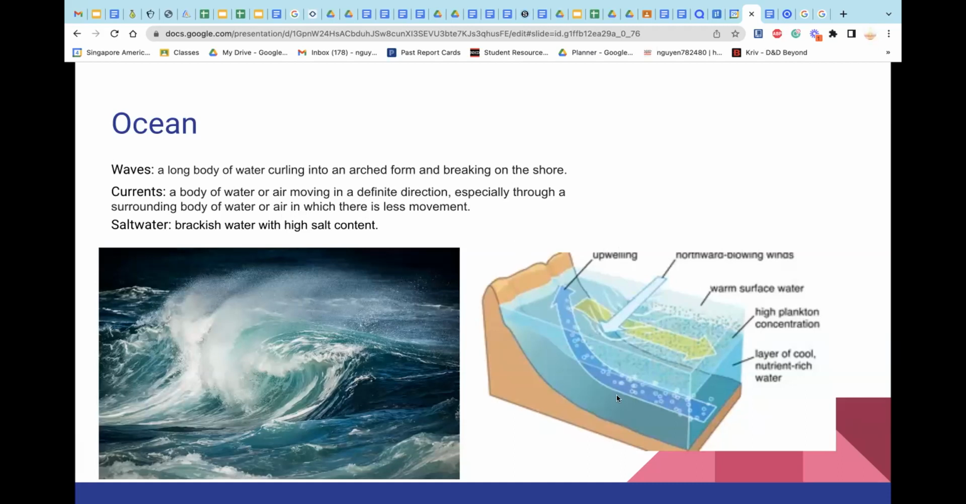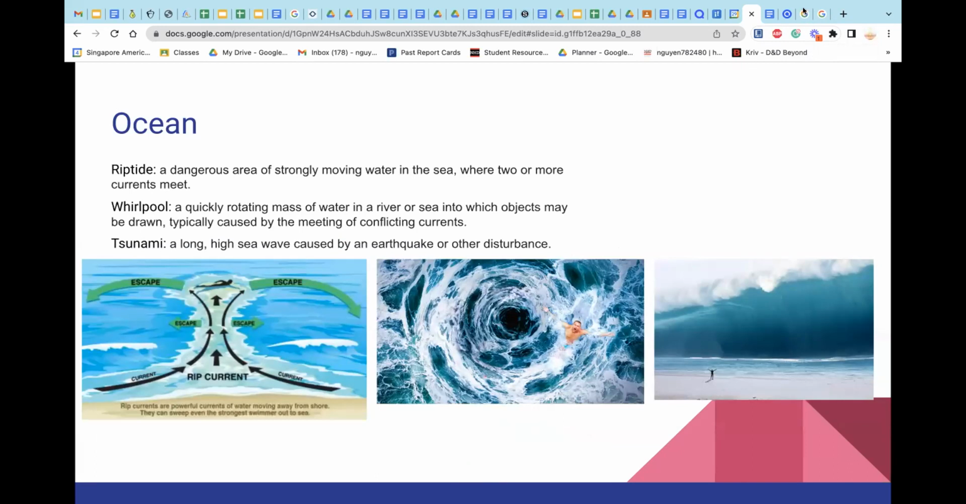And then finally, salt water is brackish water with high salt content. Salt water is water with salt in it. It's pretty self-explanatory. Questions? No? Okay, moving on.